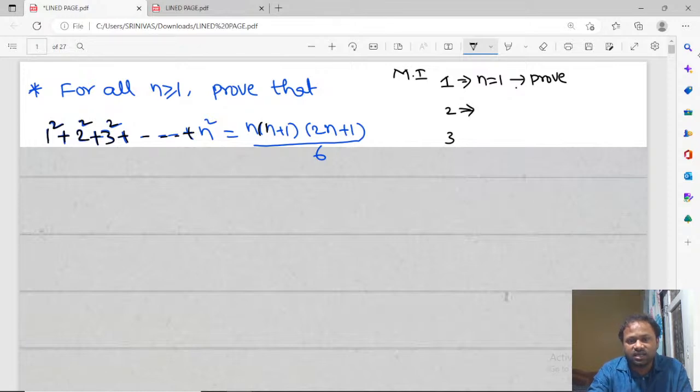Second, what is second? For n is equal to k, assume the condition is true for n is equal to k. Now, for n is equal to k plus 1, we need to prove. Okay. So this is the way to solve problems based on mathematical induction. If any statement satisfies all these three steps, then we can say that the given condition is always valid. Okay, a valid statement, right?